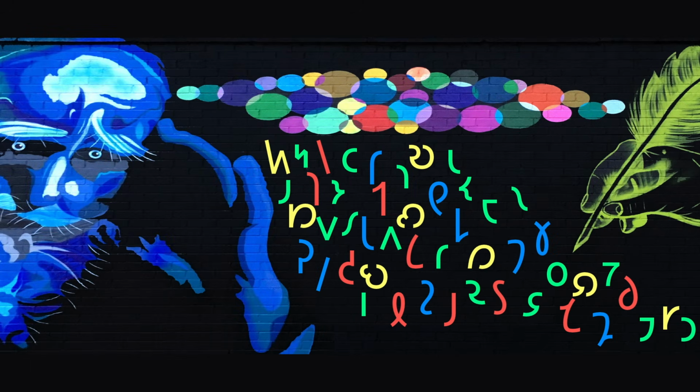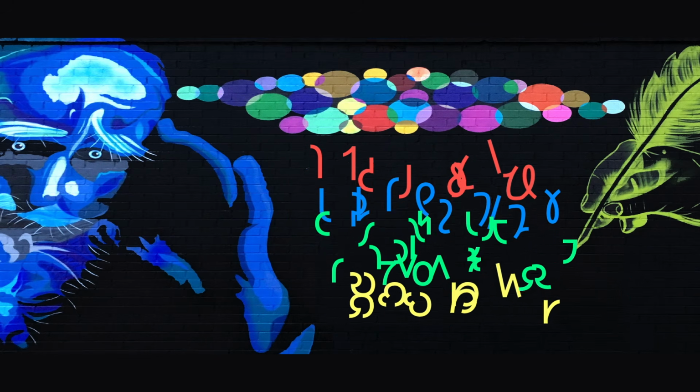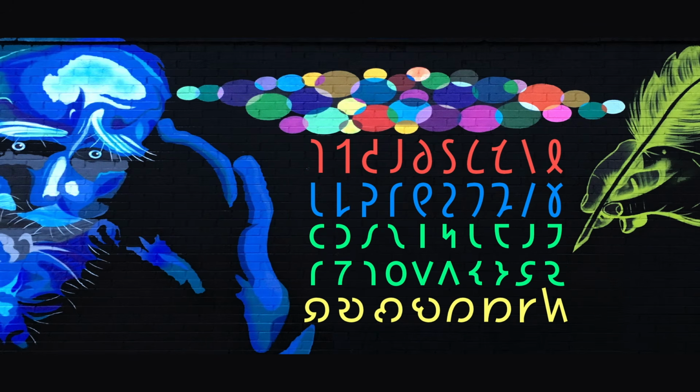So here we have the Shavian alphabet. Those 48 symbols aren't just random squiggles. There's an underlying logic to the Shavian alphabet's design. And if you understand what the Shavian alphabet is designed to do and how the letters relate to each other, it becomes easier to remember.